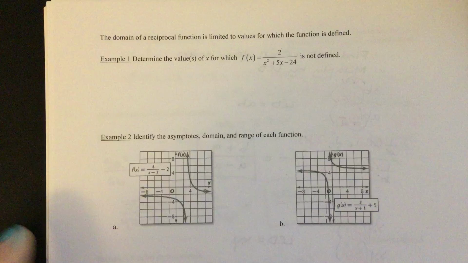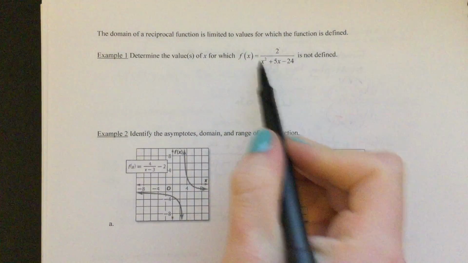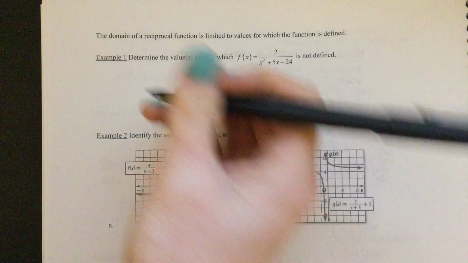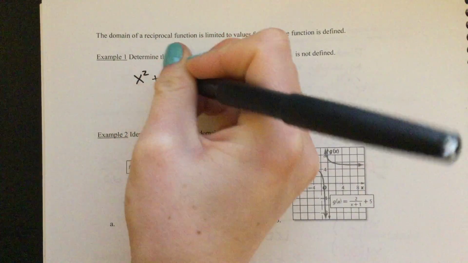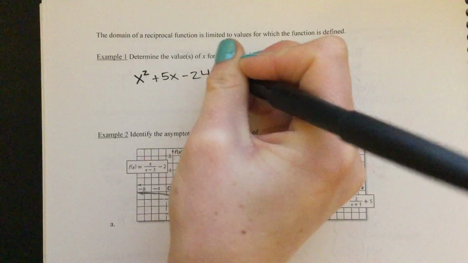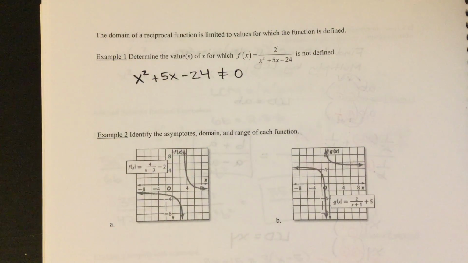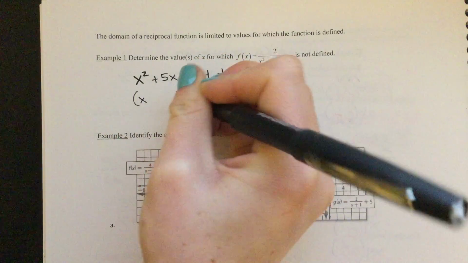So we just talked about the domain. The only domain values will be where the function actually exists. If our denominator is equal to 0, then the function wouldn't be defined there. So what you can do is take whatever is in the denominator and note that it can't equal 0. So my denominator is not allowed to equal 0. Since it's a quadratic, I would solve this by factoring. I can start with x and x to get my x squared.